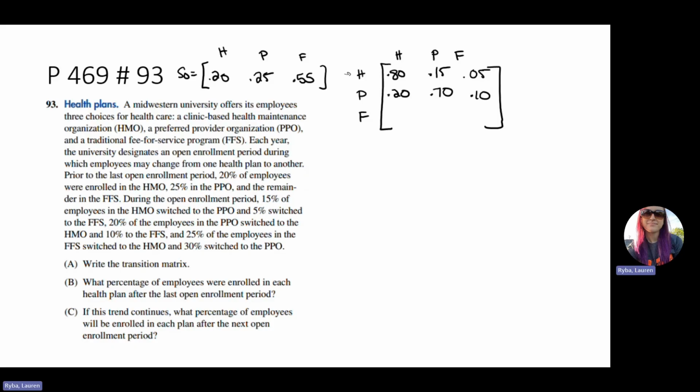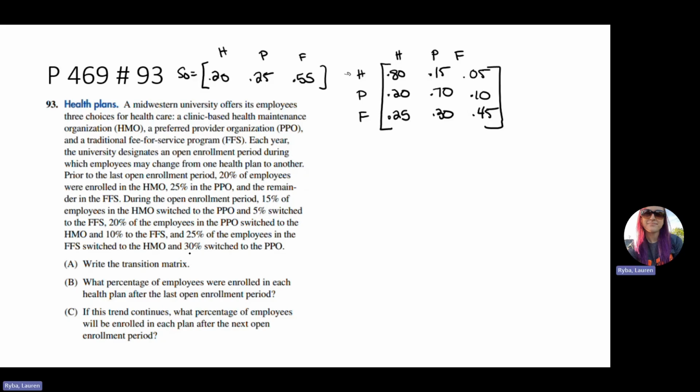25% in the FFS switched to the HMO, and 30 switched to PPO. So 55% came out, leaves 45% that stayed in the group. That is our transition matrix.